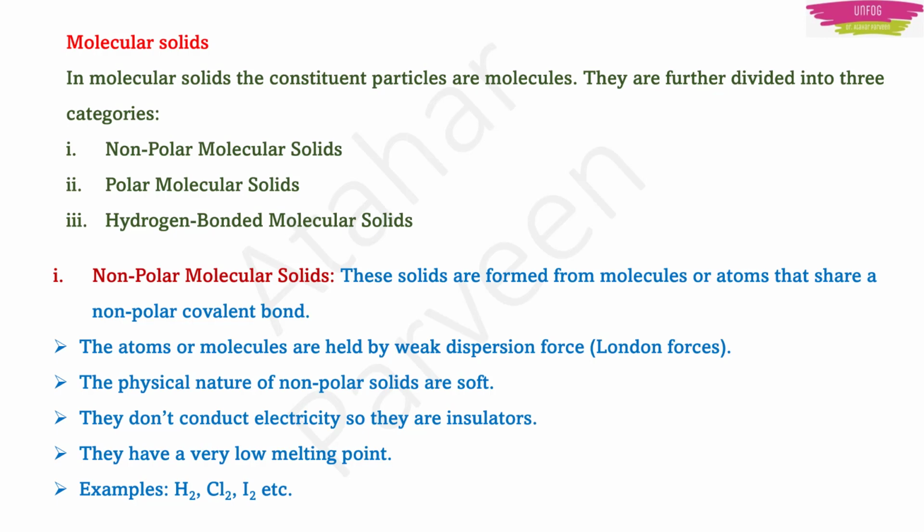What are the examples of non-polar molecular solids? Hydrogen gas, chlorine gas, iodine, etc. These types of molecular compounds you can call non-polar molecular solids.